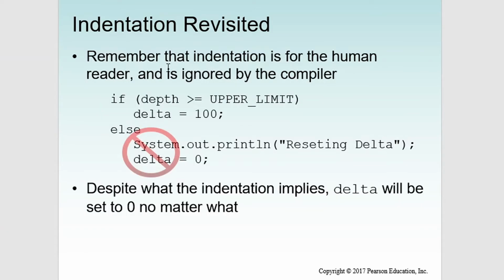Indentation Revisited. Remember that indentation is for the human reader and is ignored by the compiler. So here they're doing the example that I showed you where in this else statement, since they're not using curly braces, only the first line is going to be attached to the else clause. The other line is going to be outside the else clause. So you have to be careful with this. That's why it's always important to use curly braces. So despite what the indentation implies, delta would be set to 0 no matter what.